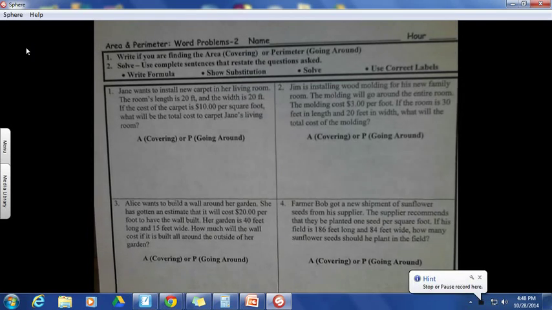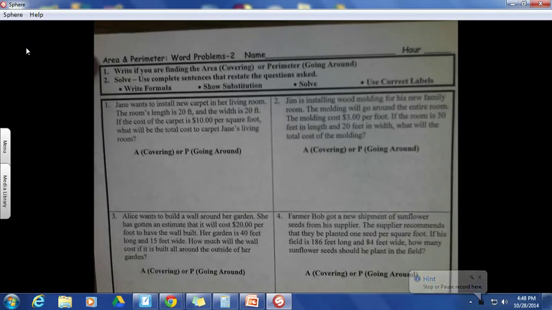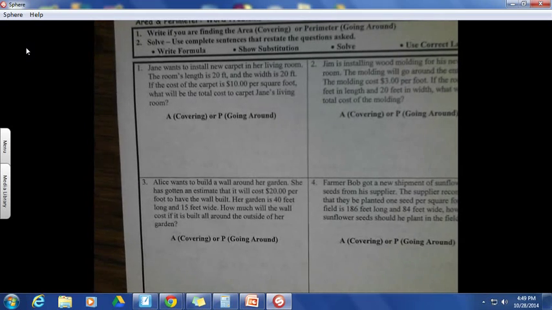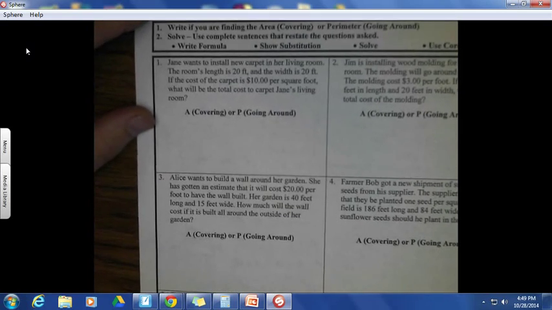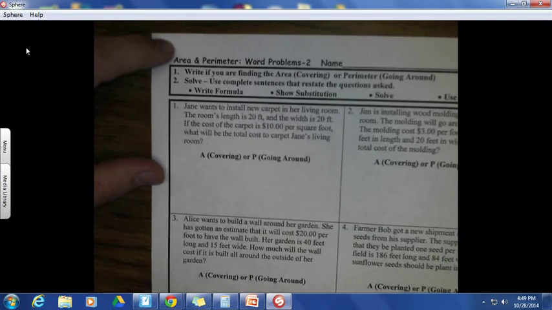Let's go over side 2, our area and perimeter word problem. Same drill on side 2. We're going to write our formula, show our substitution, solve, use correct labels, and restate the question asked. That's what we do for word problems. So let's look at number 1.